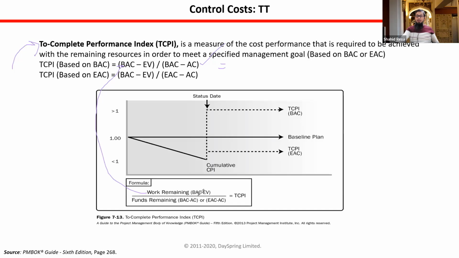How do we get the work remaining? BAC minus earned value. That is the work remaining. And this one is the budget remaining, or funds remaining: BAC minus AC in the first case, or EAC minus AC in the second case. All right. So in our case, if we use the formula, BAC minus earned value means how much? 50, right?